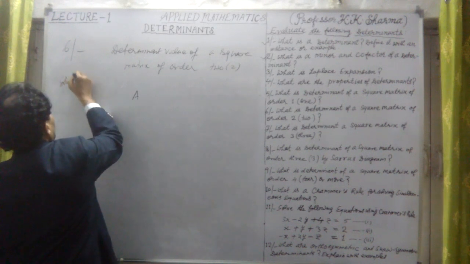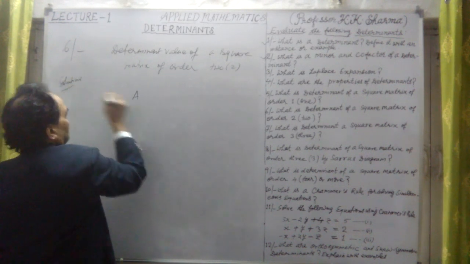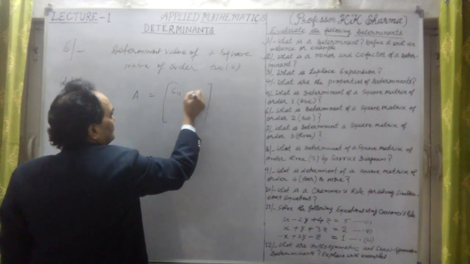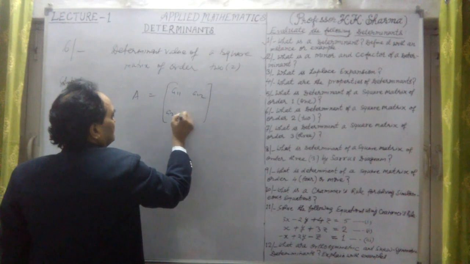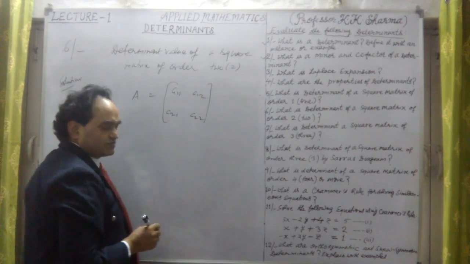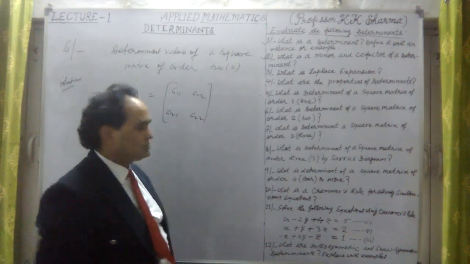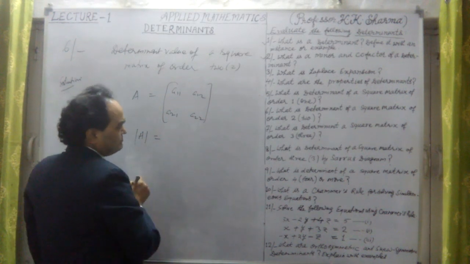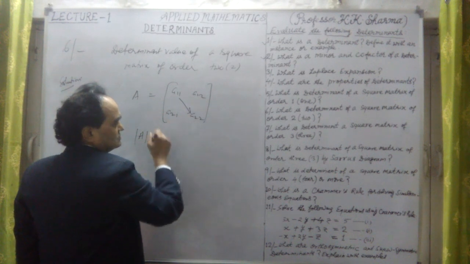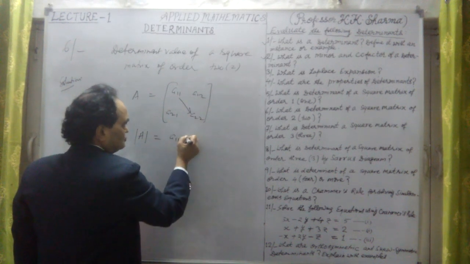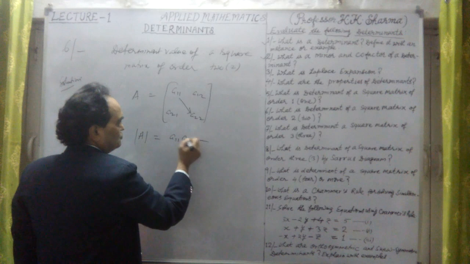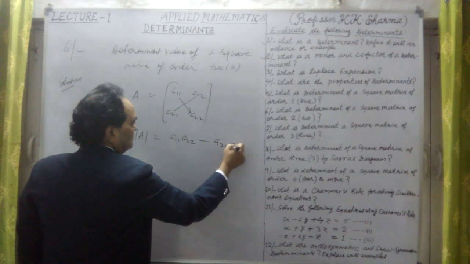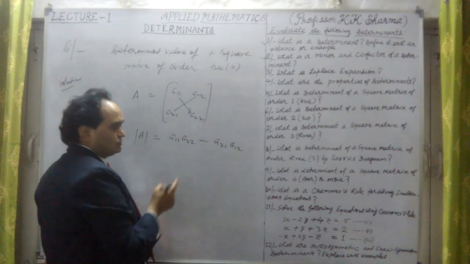If A is a square matrix, let me take here A11, A12, A21, A22, 4 elements. How do we calculate the answer? Therefore, the determinant of A in this case will be, we cross multiply. First we write A11 into A22. We put a minus sign in between and cross multiply these two, A21 into A12. This is the answer here.